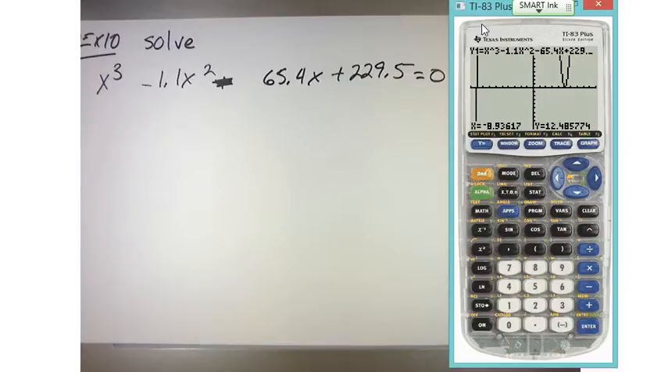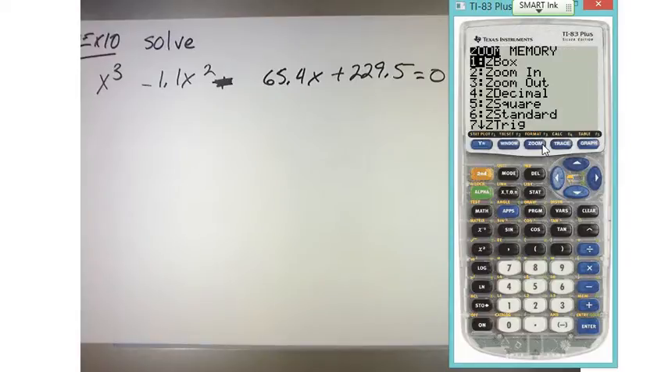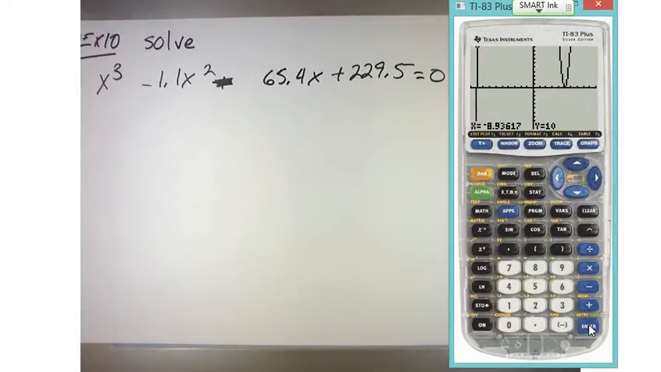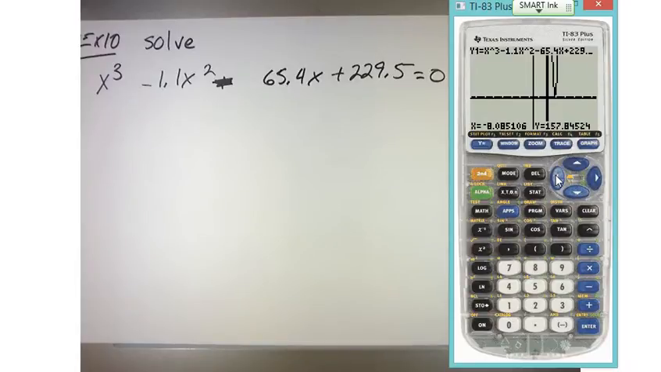Now we could zoom out a little bit. That was one suggestion. So if I zoom out a little bit, maybe that'll fix it. Let's see. Zoomed out. Well, at least I can see it now. So let's hit trace and see what it does when I trace in. Well, at least I know it's closer to 9, but it still doesn't get in close enough.